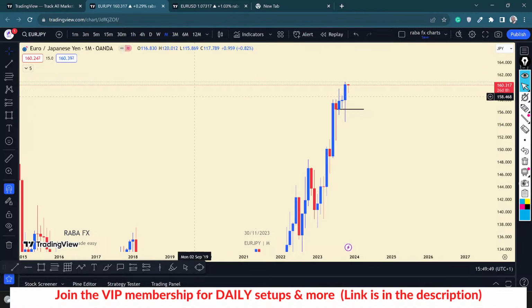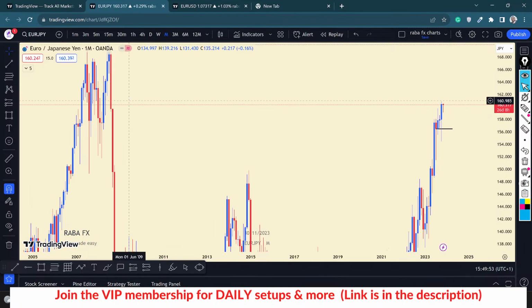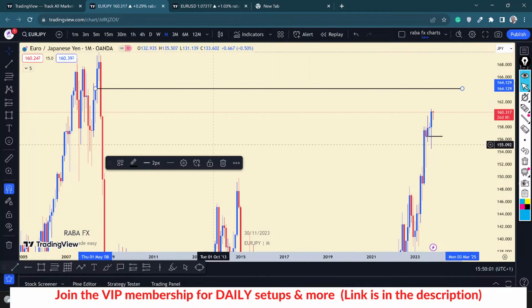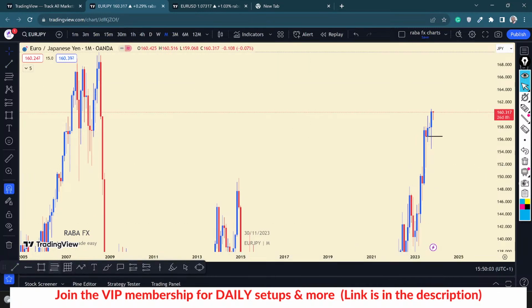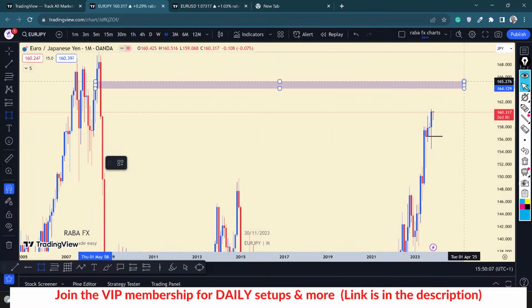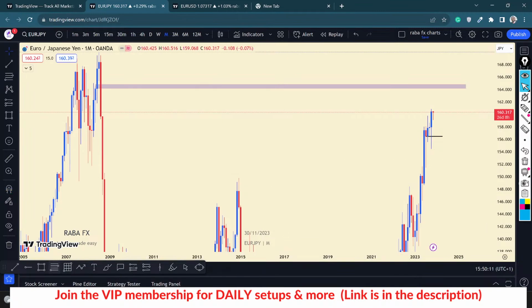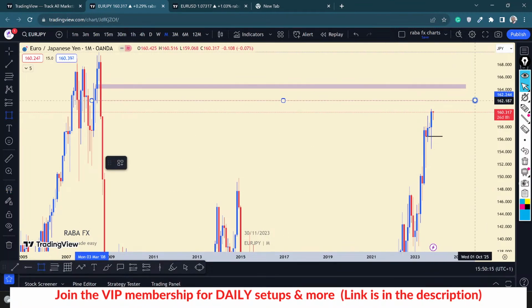So we have a strong rejection here. This simply means we are bullish. Okay, do we have any areas on the left to trade into? We have this level. Let me use this zone. We have this level. Take off this magnet. We have this level.